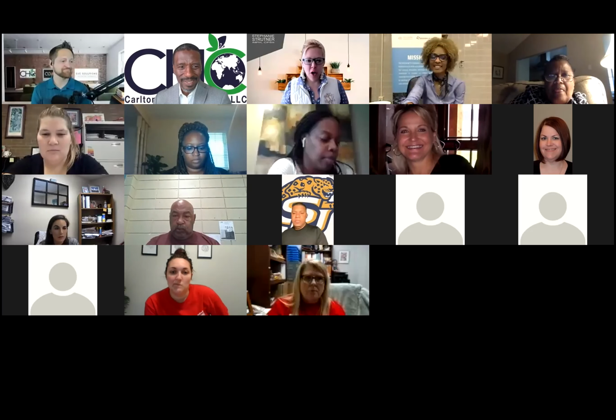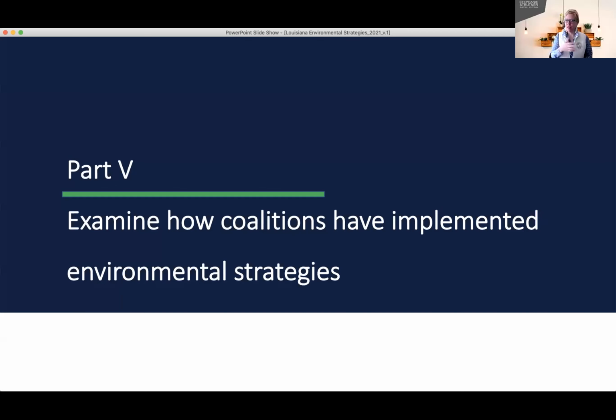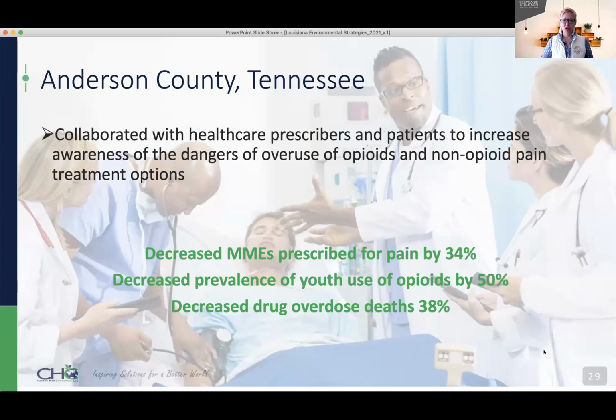So let's go back to examine how coalitions have implemented some environmental strategies. And I'm just going to give you some examples of some coalitions that I'm familiar with, that I've worked with. But there are coalitions all across the country that are doing an amazing job implementing environmental strategies. So this is truly just a snapshot. I already mentioned this, I just got excited and ahead of myself. But this is my former coalition in Anderson County, Tennessee.